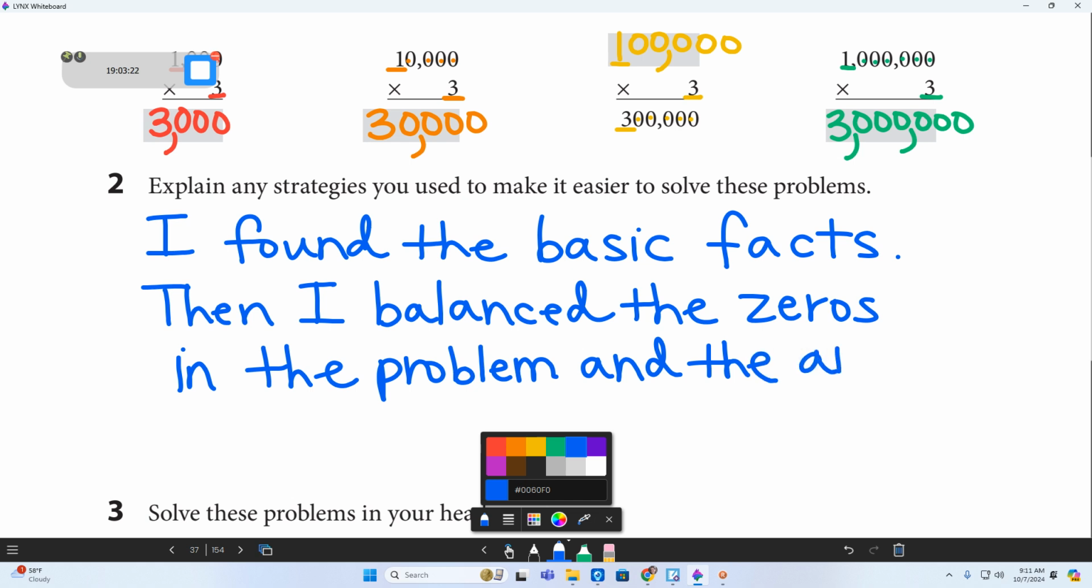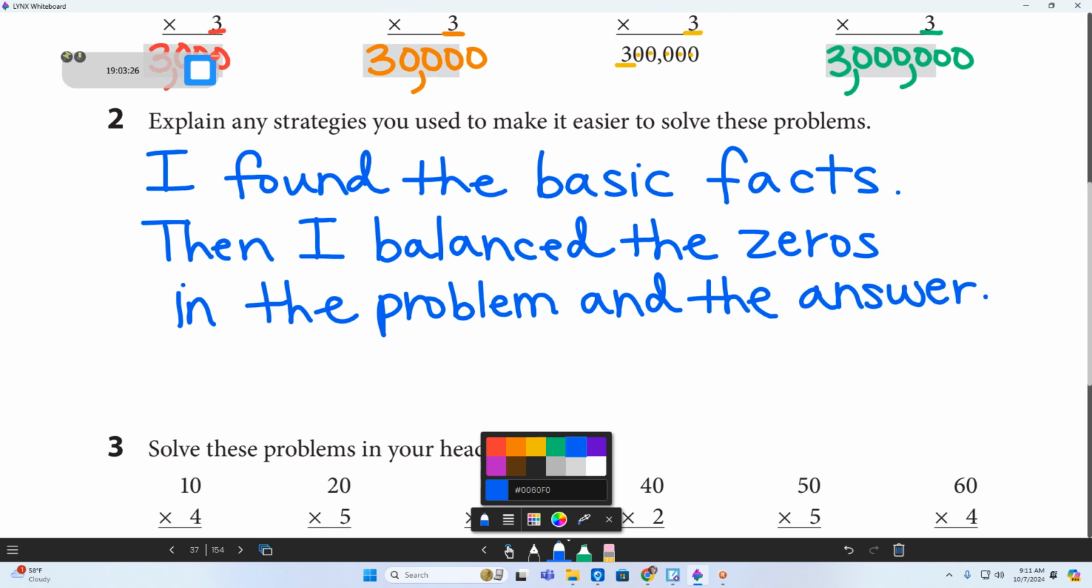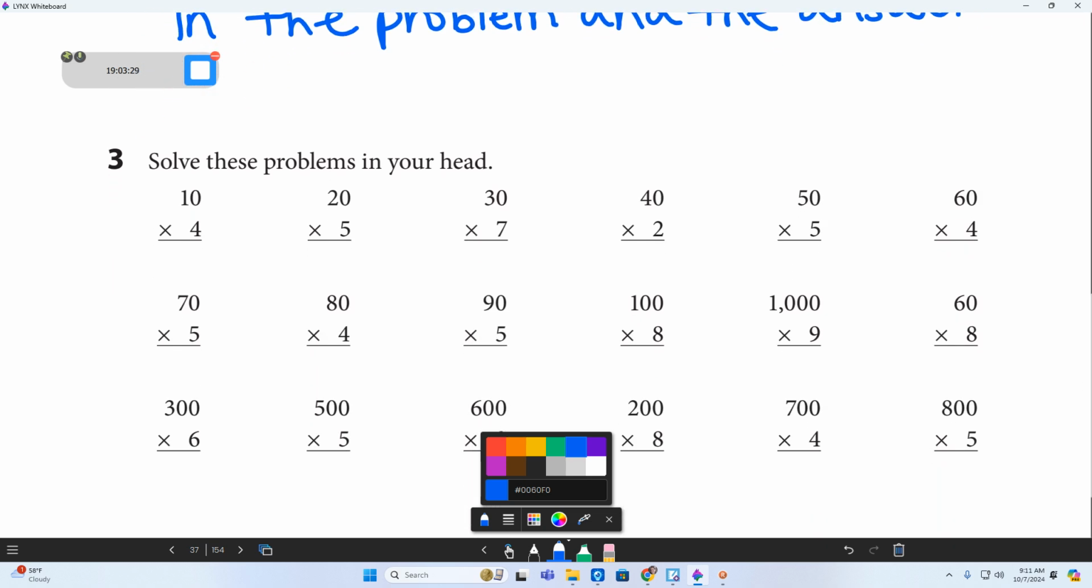All right. Moving on. Solve these problems in your head. All right, same thing, guys. 1 times 4 is 4, a 0 in the problem, a 0 in the answer. 2 times 5 is 10. Now be careful because 10 ends in a 0. So you might want to say it like this. 1 extra in the problem, 1 extra in the answer. 3 times 7 is 21. A 0 in the problem, a 0 in the answer.